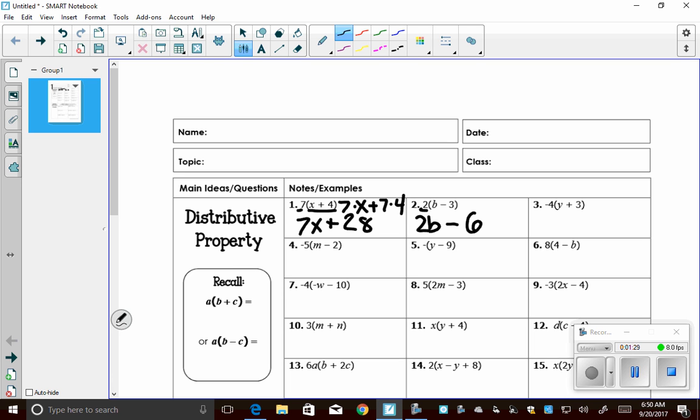Number 3, I'm multiplying it by negative 4. So it's going to be negative 4 times y plus a negative 4 times 3. So negative 4 times y will give me a negative 4y. Now, a negative 4 times 3 will give me a negative 12. So it's really going to be a negative 12 and not a plus 12.